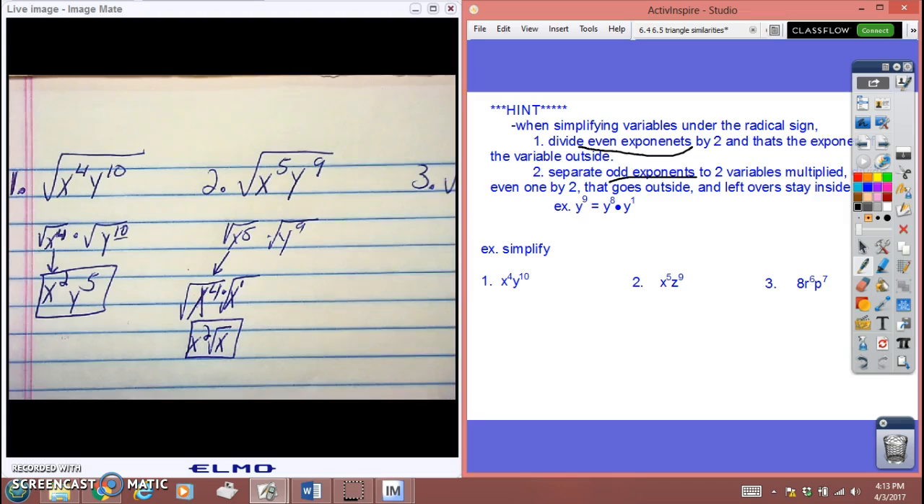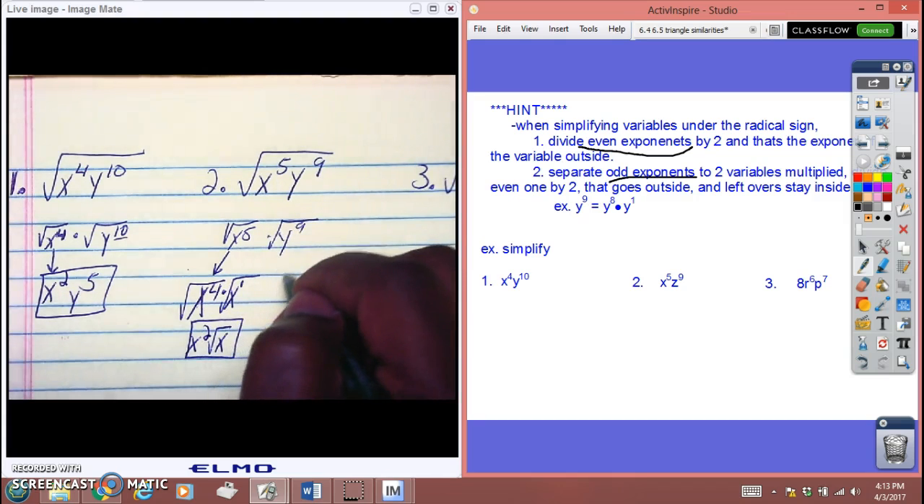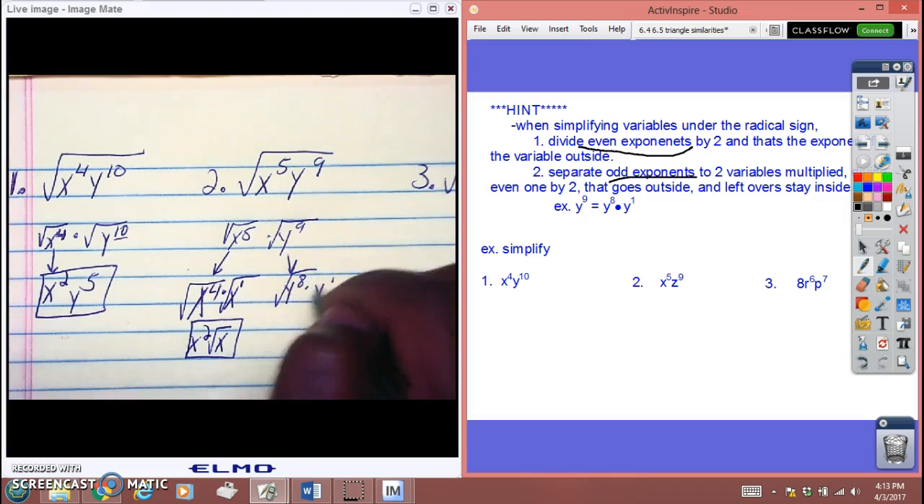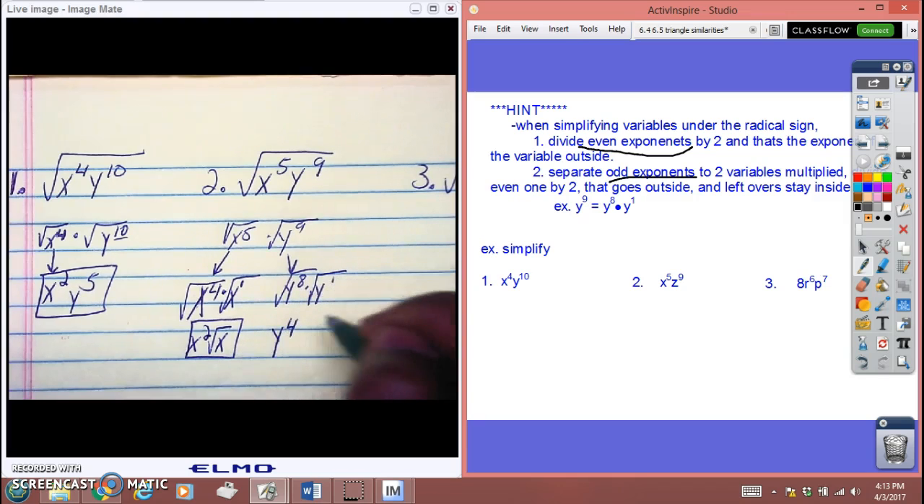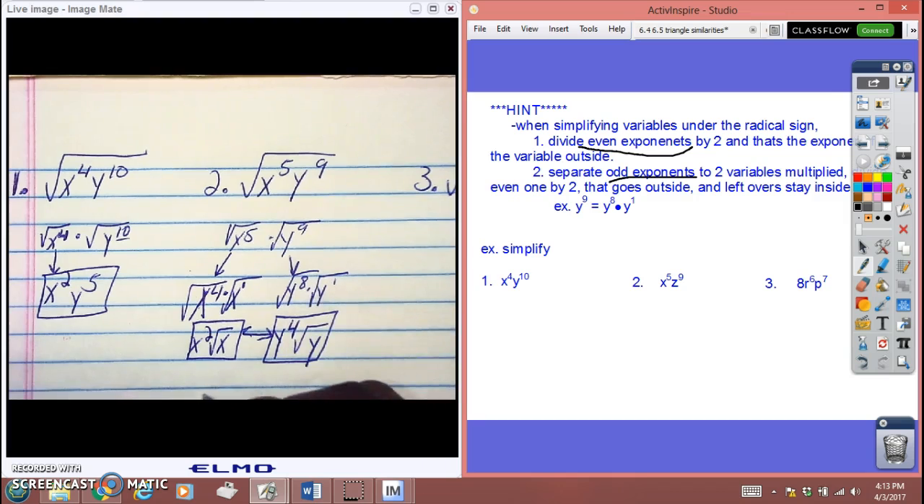That's how you simplify. Now, that's actually just that part. I shouldn't have boxed it in. Let's do the same thing for y. I'm going to say y to the 9th is y to the 8th times y to the 1st. You don't have to write the 1 if you don't want to. Now, I divide 8 by 2, and that's y to the 4th, and the square root of y stays on the inside. Now, that's not my answer because those actually go together. The total answer should be x squared y to the 4th, the square root of x y.